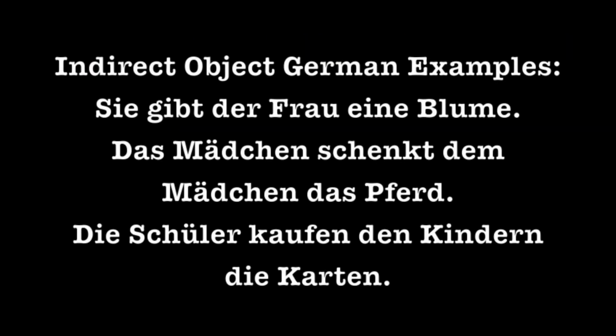Now that we know what the der words and ein-words look like in the dative case, let's try out some example sentences. Sie gibt der Frau eine Blume. She gives the woman a flower. All of these nouns are feminine, so it's easy to tell which one's the dative one. Sie is the nominative case pronoun for she. Der Frau is dative, which is why it's der Frau instead of die Frau. And eine Blume is the direct object. It's what's being given to the woman.